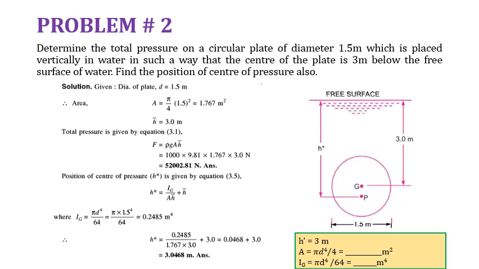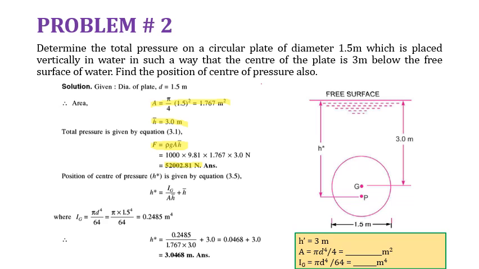So H dash is already given, it is 3 meter. The area for a circular plate, we know it is either pi r square or pi d square over 4. So the area can be computed over here. It comes out to be 1.767 meter square, and H dash is 3 meter. So put these values in this formula and you'll have your answer in newtons.